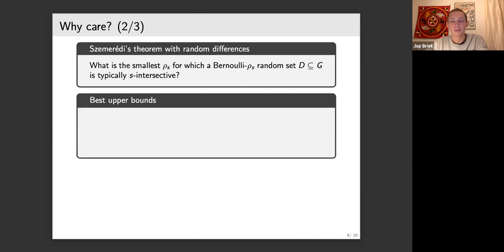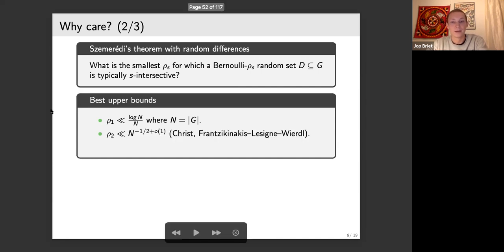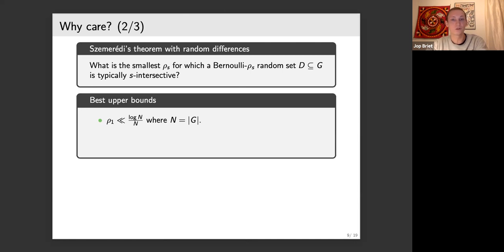So we know very little about this problem. There are some upper bounds. Rho_1 is at most log n over n. So a typical set of size log n has the property that any dense set contains a pair whose difference lies in this set. You can show this using the fact that order 2 dual functions can be efficiently decomposed in terms of the characters, where by efficiently I mean that the coefficients have L1 norm at most 1.